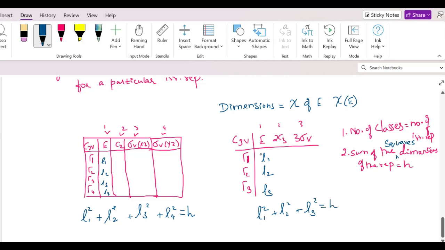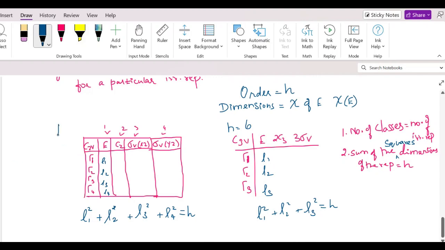So for this C3v, what will be the H value? H is the order, so order is represented by H. In this case, H is equal to how many symmetry operations there are: 1 E, 2 C3s and 3 sigma V. So we have 3, 4, 5 and 6.